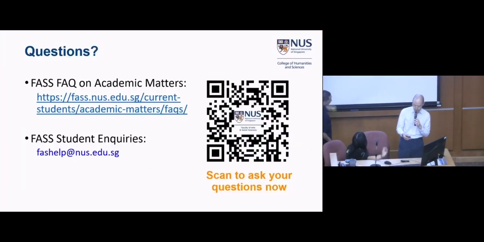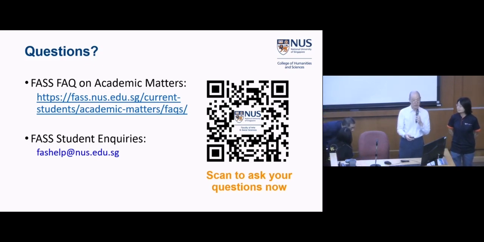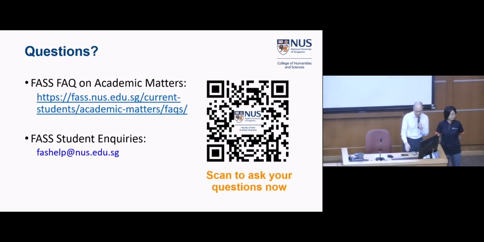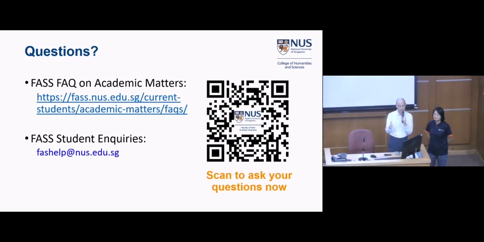Okay, so let me try to answer some of the questions. When to declare majors or minors? That is during the academic plan declaration exercise at the beginning of the semester. The deadline for this semester's academic plan declaration is 16 July, 12 p.m.